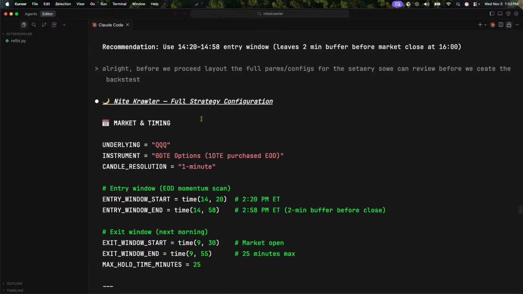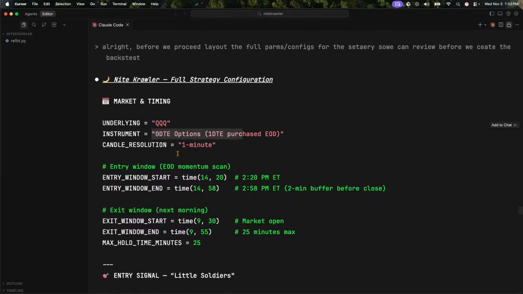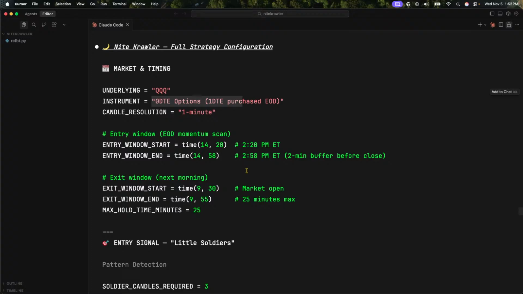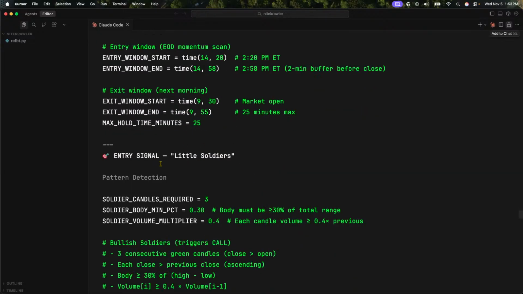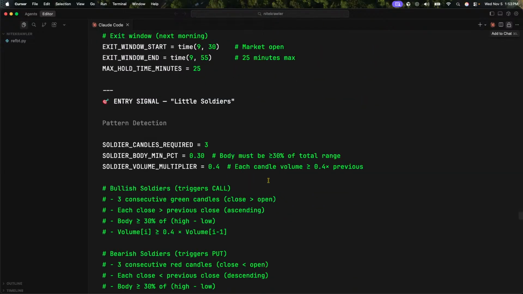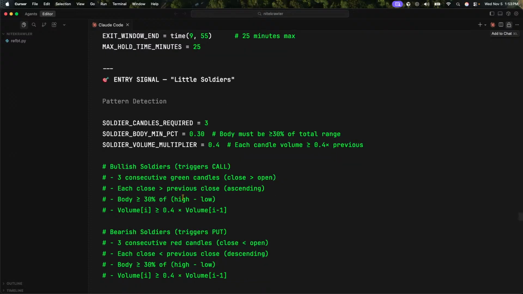So the Night Crawler, the full strategy: we're using QQQ, 0 DTE, purchase at end of day, 1 minute from 2:20 to 2:58. So the market opens and then a 25-minute max hold time. Entry signal is the little soldiers. Remember, the little soldiers is, right here.